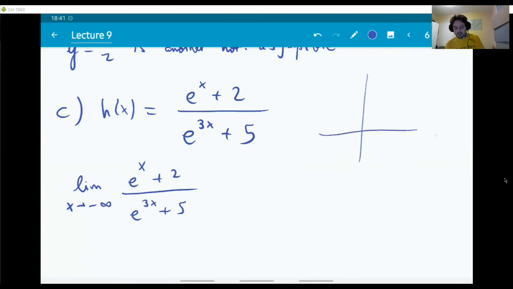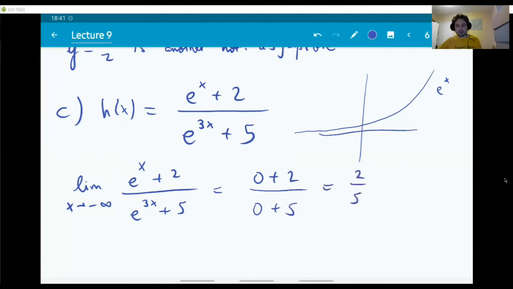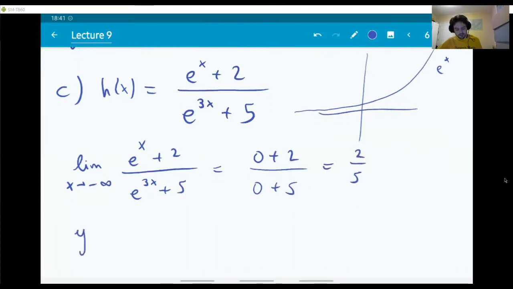Here's the graph. Either e to the x or e to the 3x, also e to the ax for any positive a, looks like this. So you can actually say the limit of e to the x here is 0 when you're going to minus infinity. The limit of e to the 3x is also 0. And you have a number, 2/5. Because you have a number, you have an asymptote. Y equals 2/5.